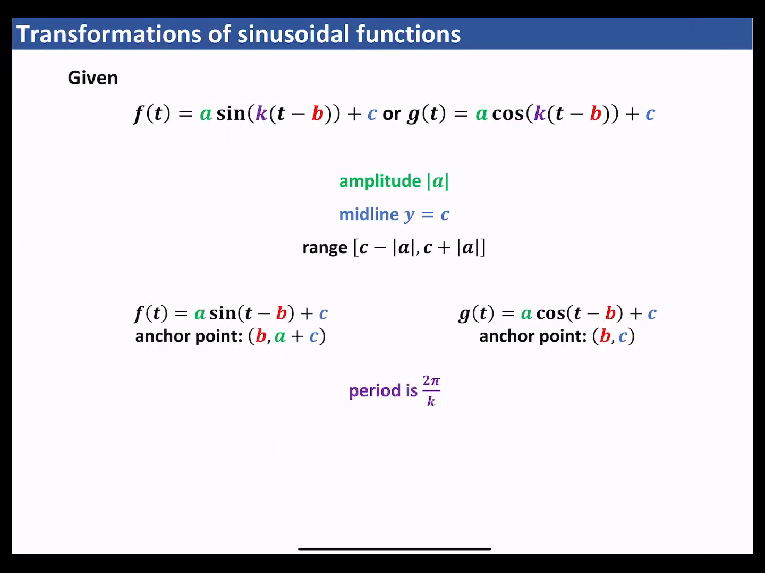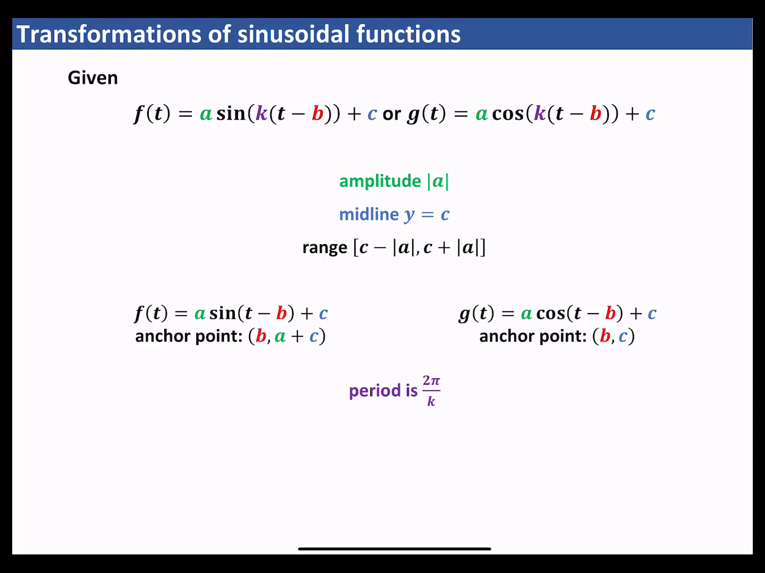So we saw in a previous video that if we're given f of t equals a times the sine of k times (t minus b) plus c, or g of t equals a times the cosine of k times (t minus b) plus c, then a is the amplitude, y equals c is the midline, and we also saw that the period is 2 pi divided by k, as well as looking at the range and the anchor points for sine and cosine.